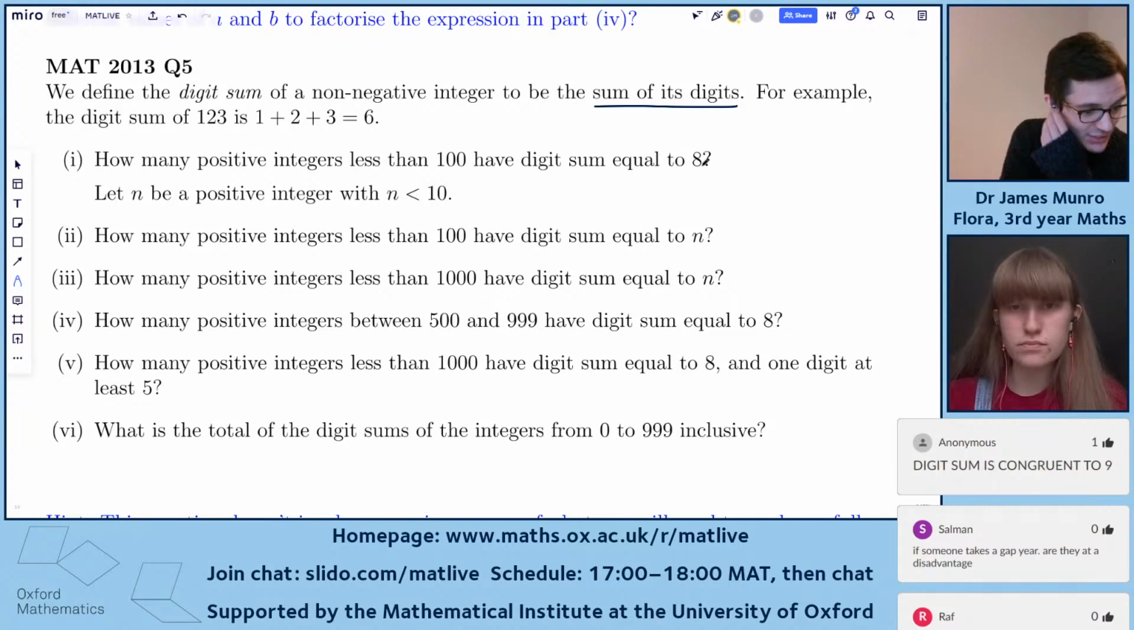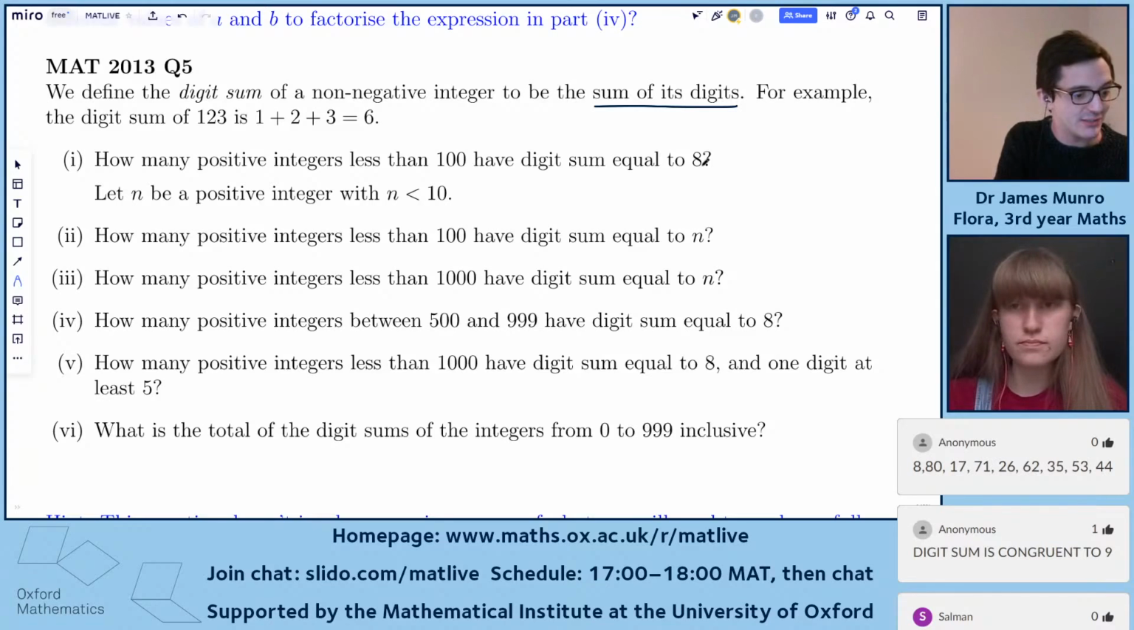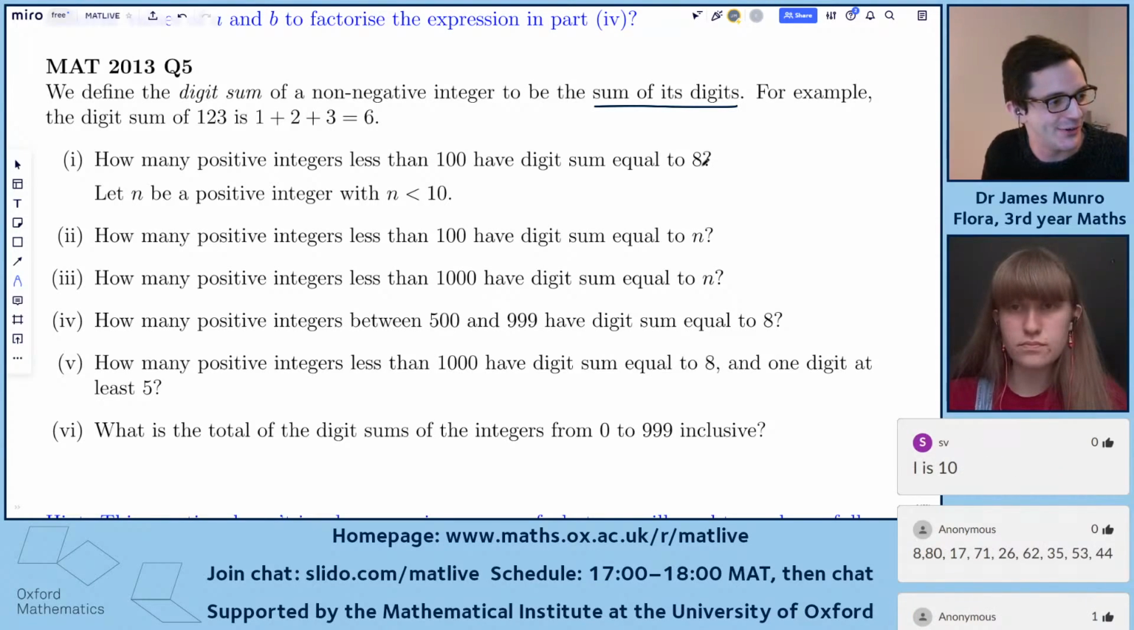And I see someone's put something in chat that I thought was a string of numbers, but it's actually a list of... It's not the numbers from Lost, it's the numbers with digit sum 8. I think there are 10 of these.